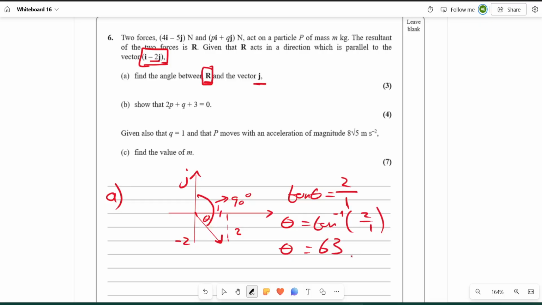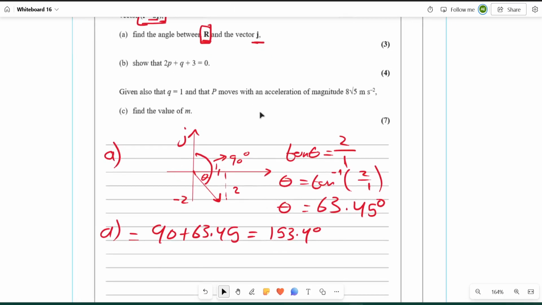So this is what I like to do. 63.45 degrees is the theta. So my answer for A is going to be 90 plus 63.45. So add them to each other. My final answer is going to be 153.4 degrees. So this is going to be my angle.